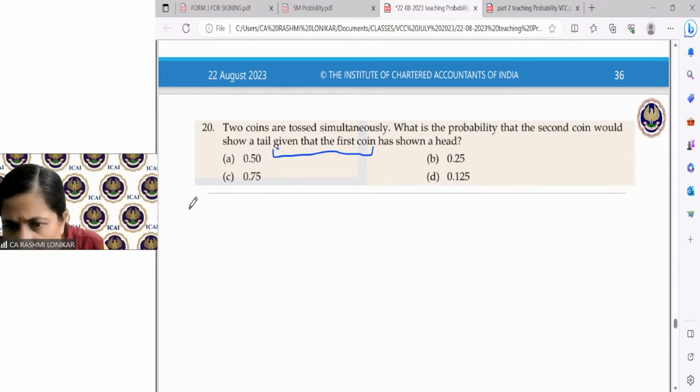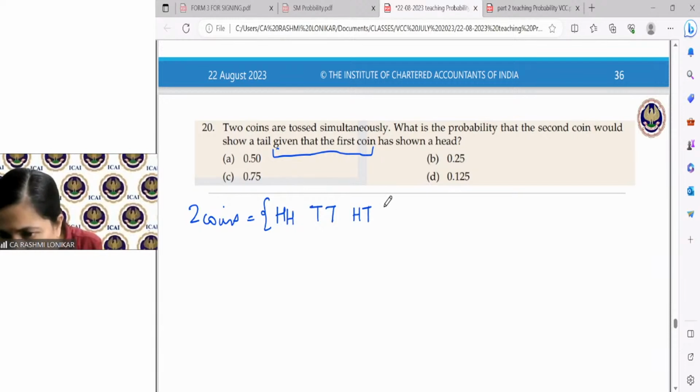Okay, so two coins are there. What can happen? You can get a head, you can get a tail, you can get a first head then tail, or you can get a first tail then head. Here I'm writing it 4, not 3, like the earlier sum.